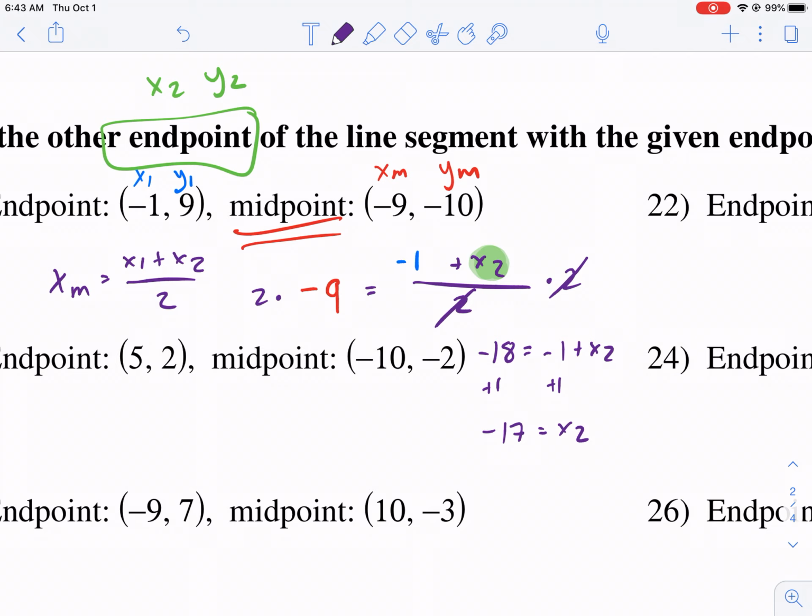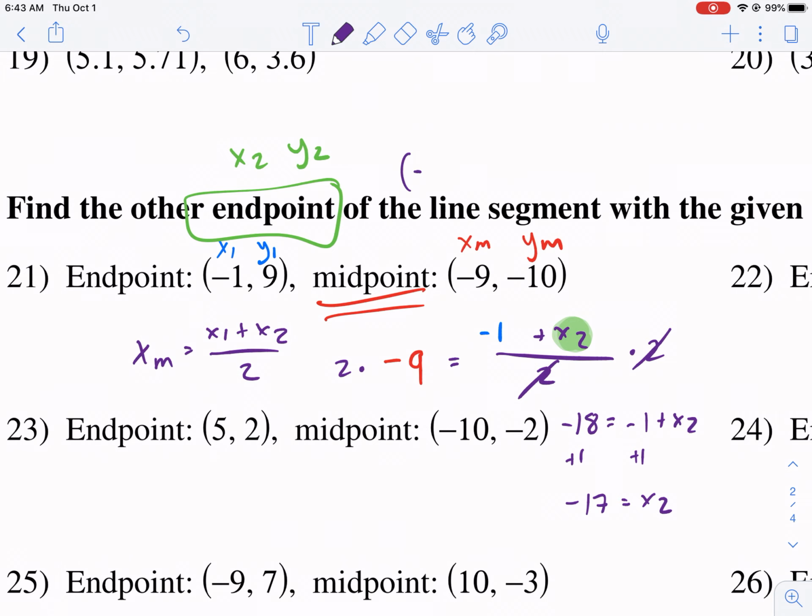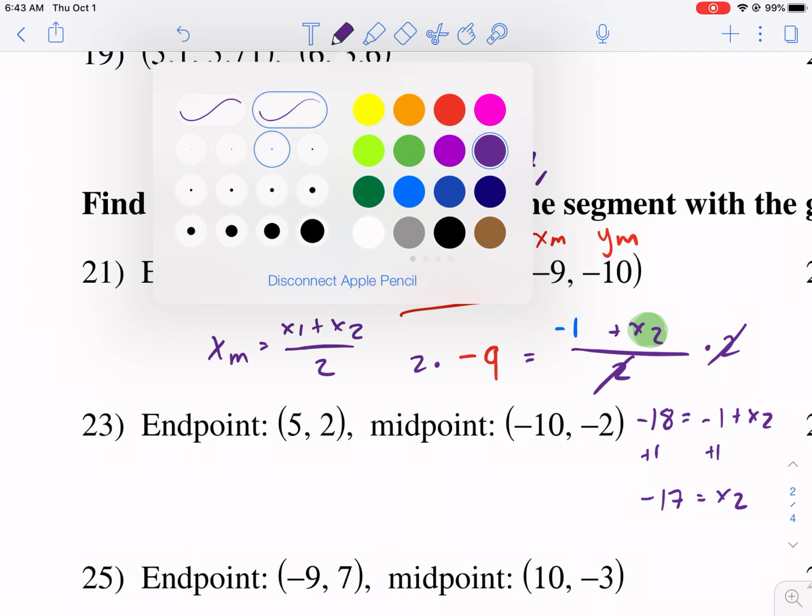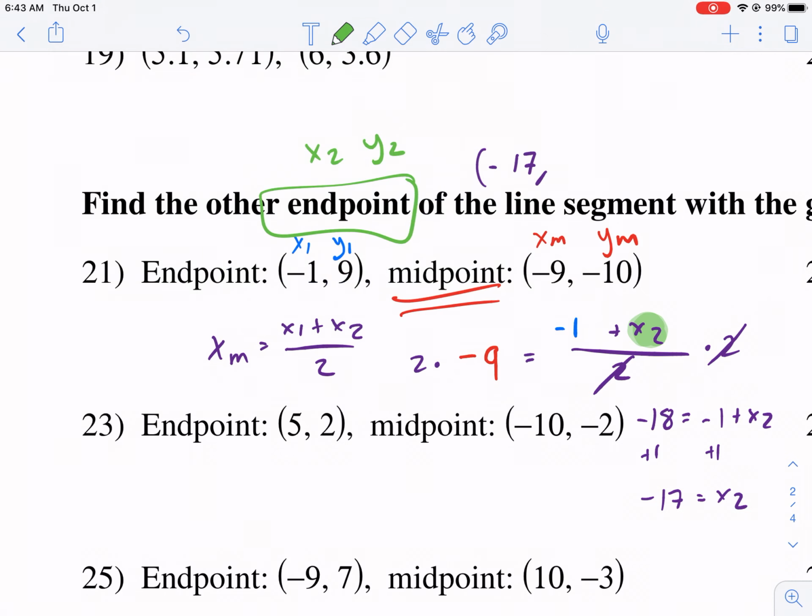So we have our endpoint, which is -17, comma. Now we have to find our y, and I'm just going to do this all in one color. So ym equals y1 plus y2 divided by 2. So my ym is -10. We know that value. We're not looking for it this time. Our y1 is 9 plus y2. That's what we're looking for. So of course we multiply by 2 to both sides first. We get -20 equals 9 plus y2. Subtracting 9, I get -29 equals y2.